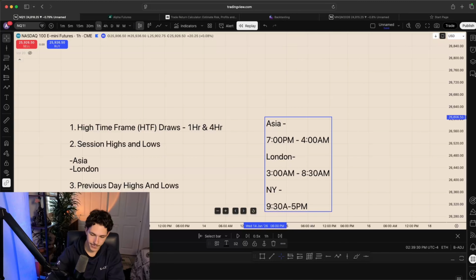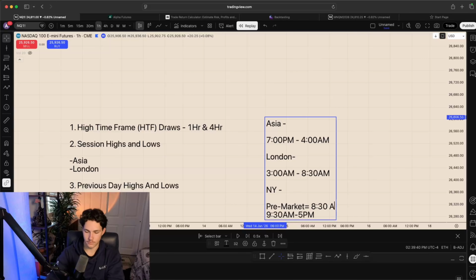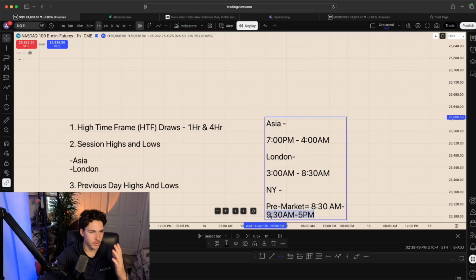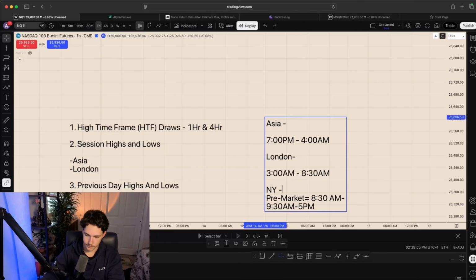We have a pre-market that we actually pay attention to. Pre-market is 8:30 a.m. until 9:30 a.m. And then this is the real time that the market is open. Wall Street is open. That is what we're going to be paying attention to.